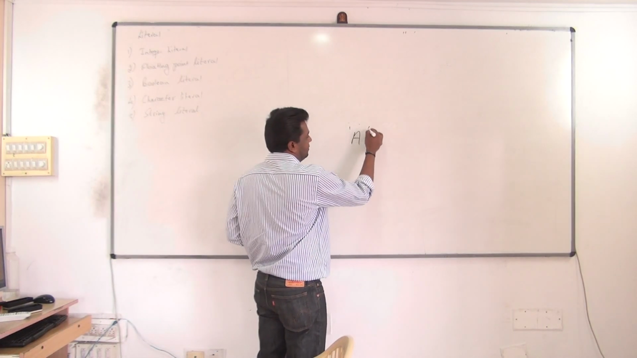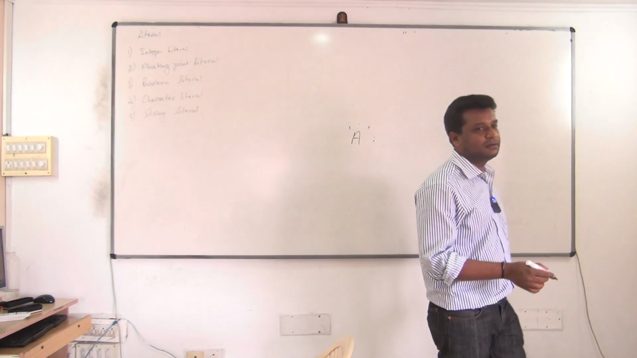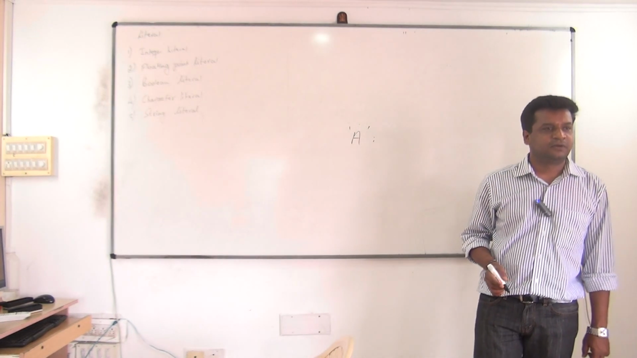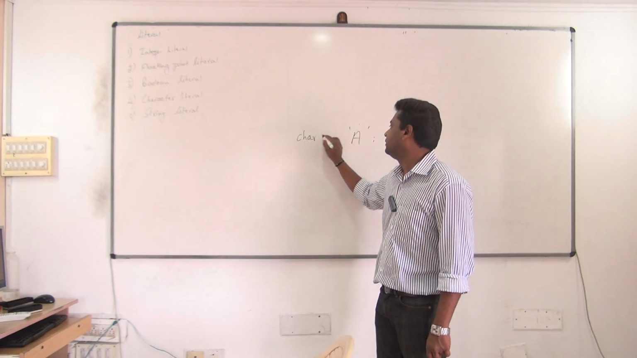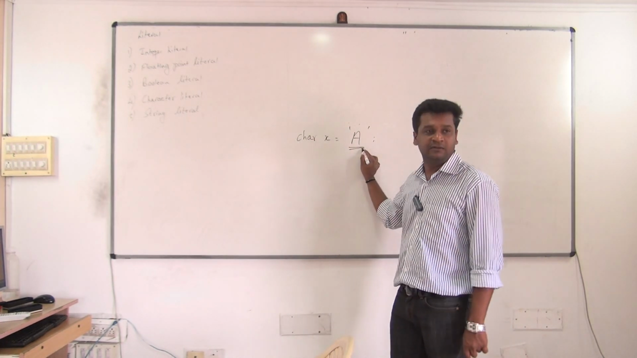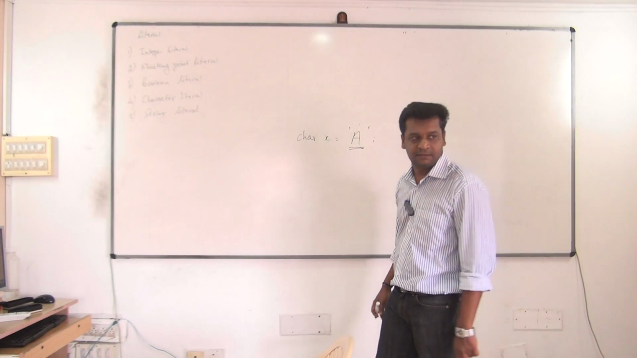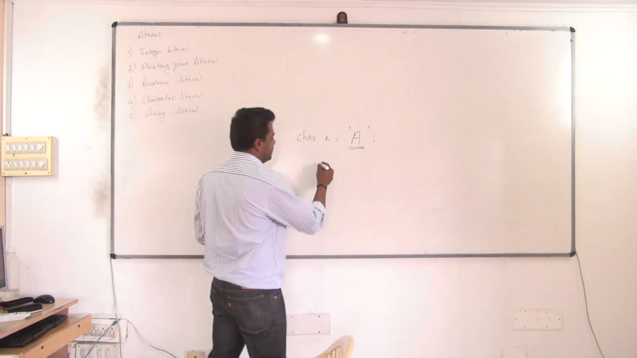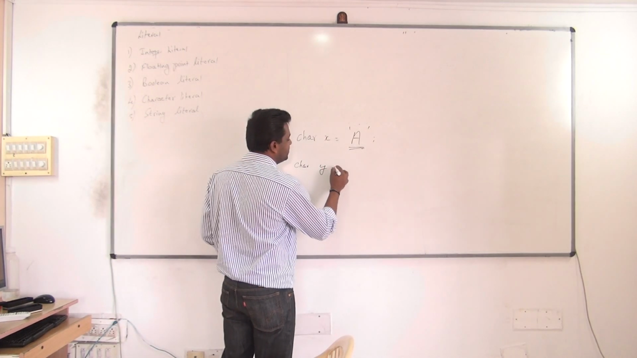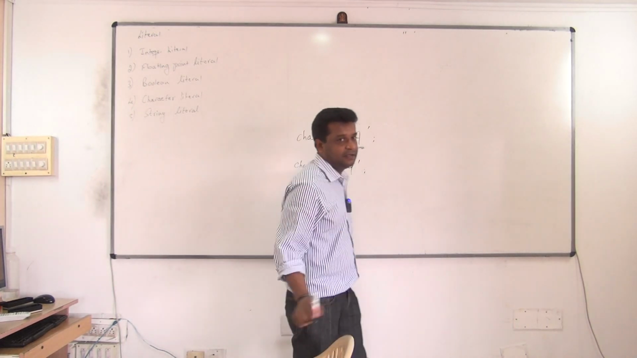See this. Valid. Character literal. Done? Char x. So this is the literal value. If you want to store it, you will be using what? Char data type. Clear? One more interesting thing: I can say char y is equal to, in single quotes, I can put 9. Clear?